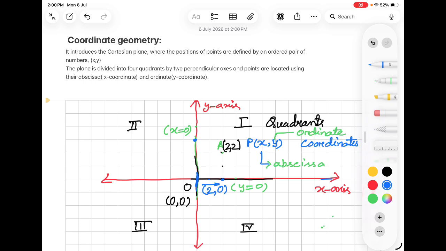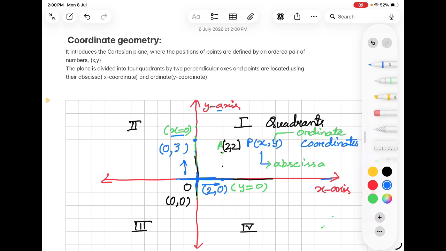Similarly, let's take a point here on the y-axis and find out its coordinates. We know that any point which lies on the y-axis always has x coordinate 0. Now find out its y coordinate. What is the y coordinate? Distance of a point from the x-axis. This is the x-axis. What is its distance? 1, 2, 3. That means 3 is the ordinate. So in this way we can find out any point's coordinates on this Cartesian plane.